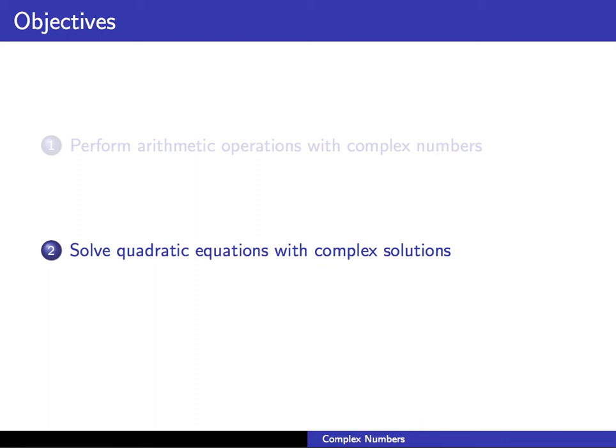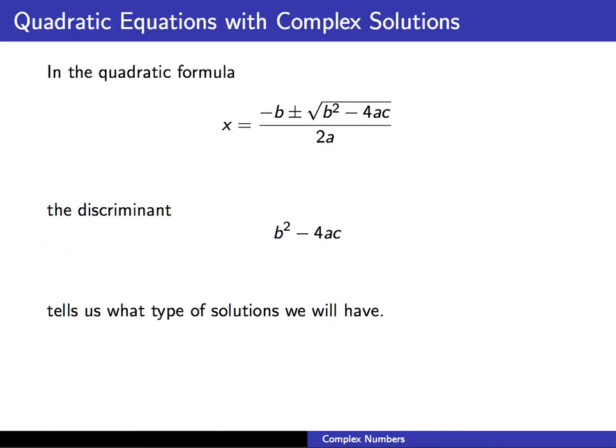All right, in this video, we're going to take a look at solving quadratic equations with complex solutions. So, in the quadratic formula, x equals negative b plus or minus the square root of b squared minus 4ac, all over 2a. The radicand, the b squared minus 4ac inside the square root, is going to tell us what type of solutions we will have.